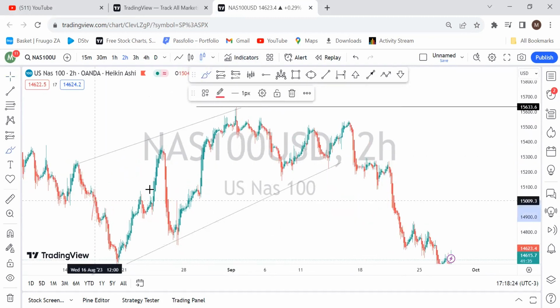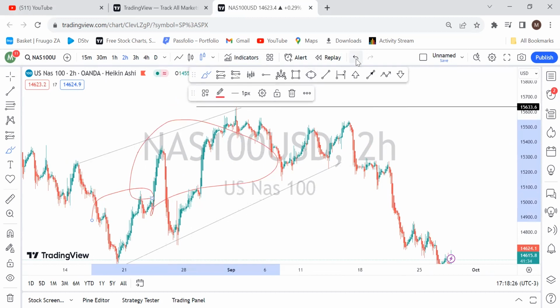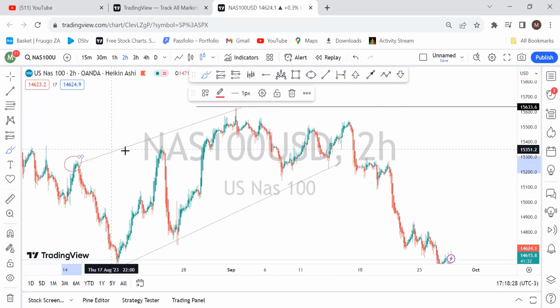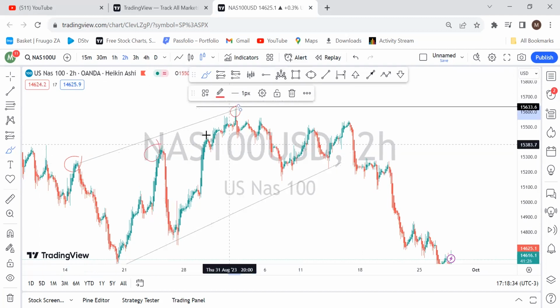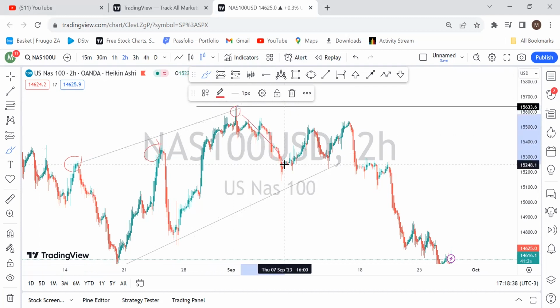With this big structure, we had 1, 2, 3 touches. I'm gonna count this as a touch. So we had 3 touches, meaning third touch has the highest probability. So you could have sold right there to the downside.